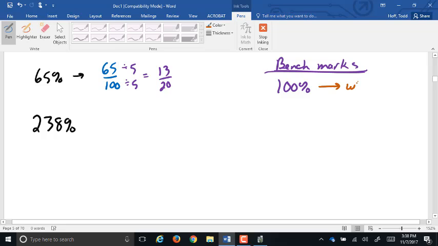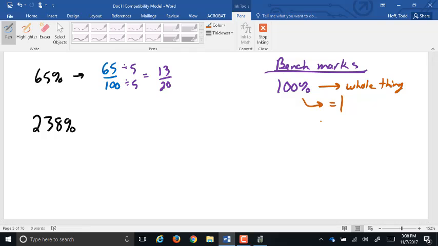The whole thing. There we go. It is the whole thing or the base amount. 100% is equal to 1. One whole thing. So 238% is greater than 100%, much greater than 100%. So when we change this into a fraction, we're going to get something larger than one whole thing, or larger than 1.